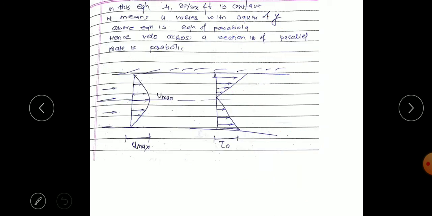That means pressure will go on decreasing along the flow. If there is no pressure difference, there will be no flow. So we have taken the minus sign for delta p by delta x. So this is the expression for u.